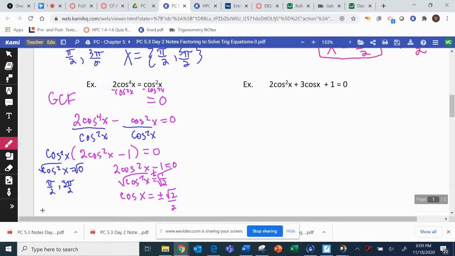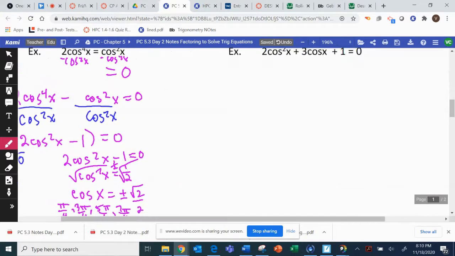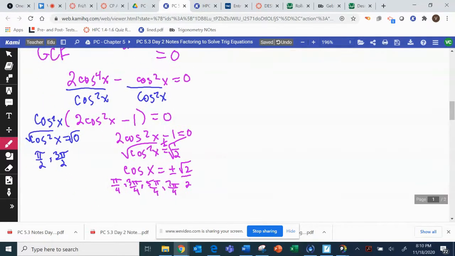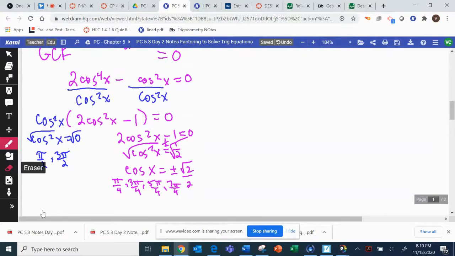Now that is all the pi over 4 values. So pi over 4, 3 pi over 4, 5 pi over 4, and 7 pi over 4. I wrote really big, so I'm running out of space. I'll just zoom in a little bit more. There we go. And our final answer is going to be all 6 of those, but in order.